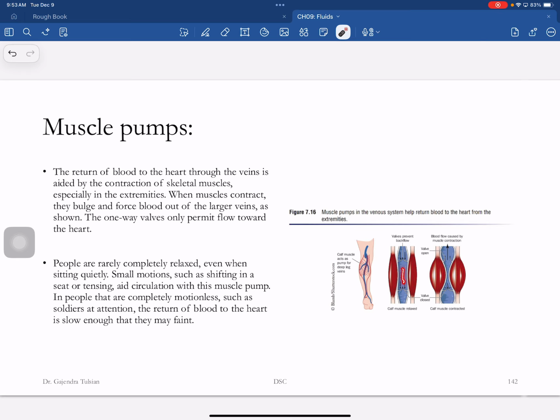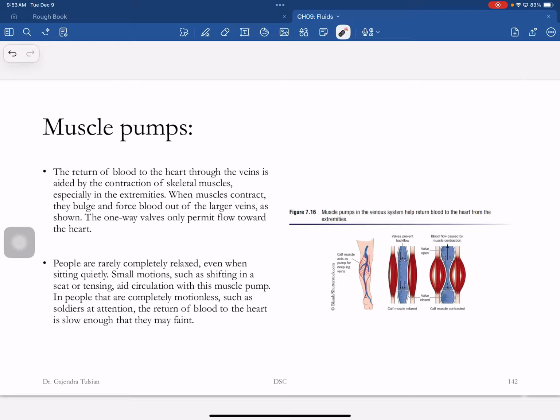Your veins in your legs have one-way valves. When the calf muscles contract, they pump this blood upward toward the heart, and when they relax back, this valve closes, so the blood keeps going up. So here is an additional pump that helps bring the blood back to the heart.